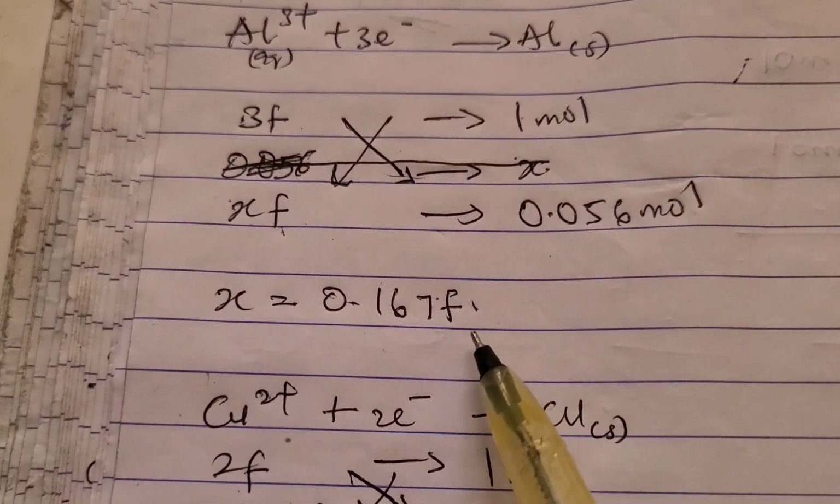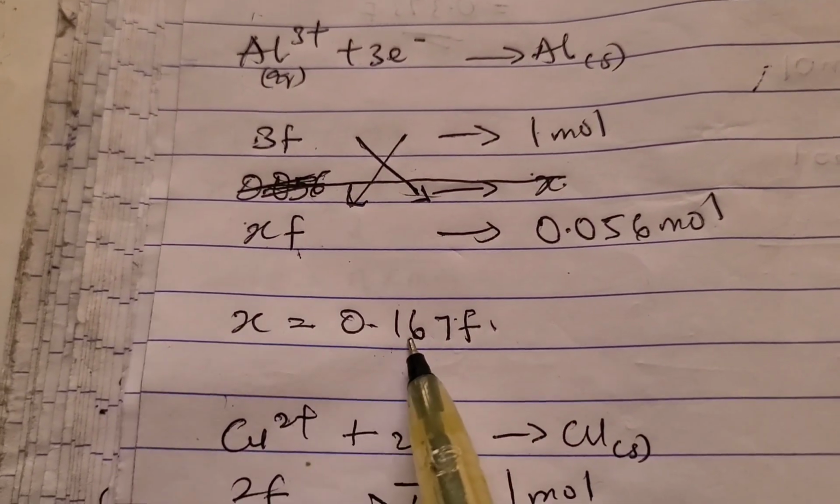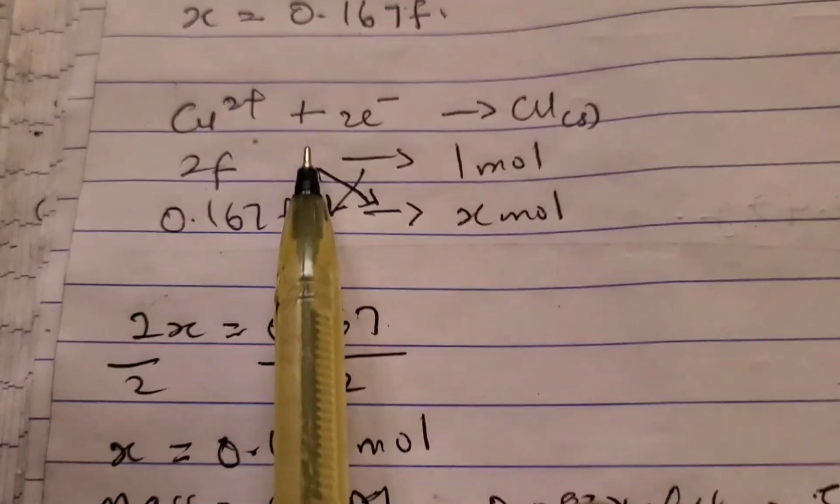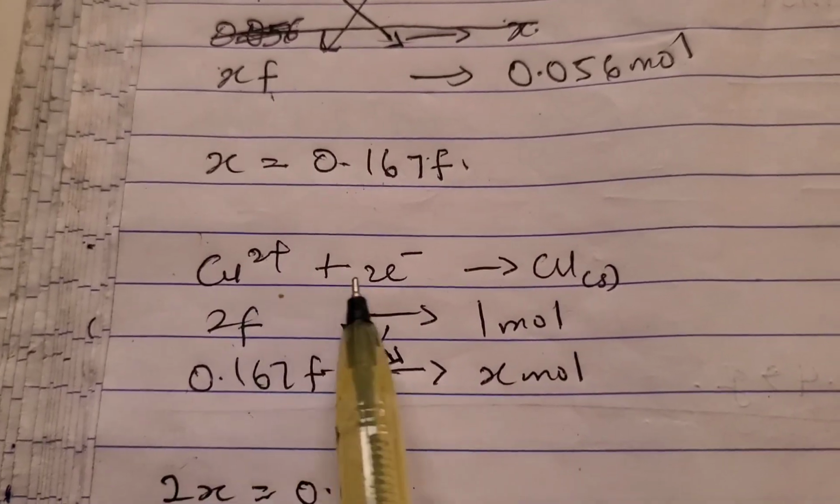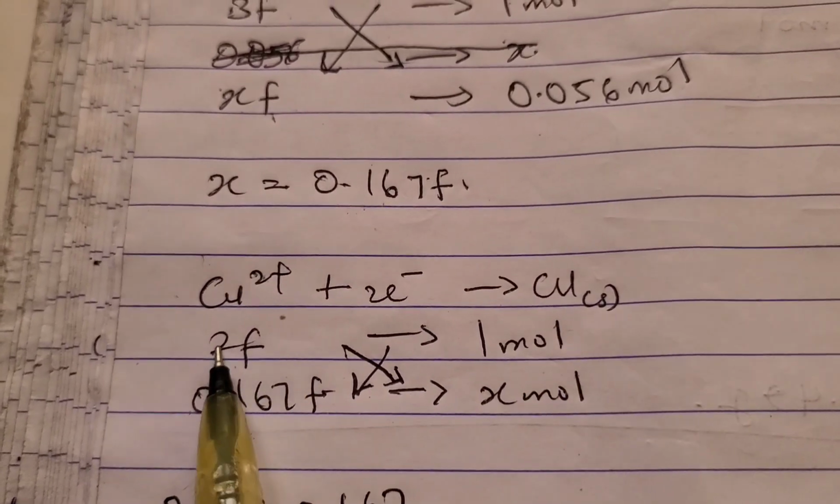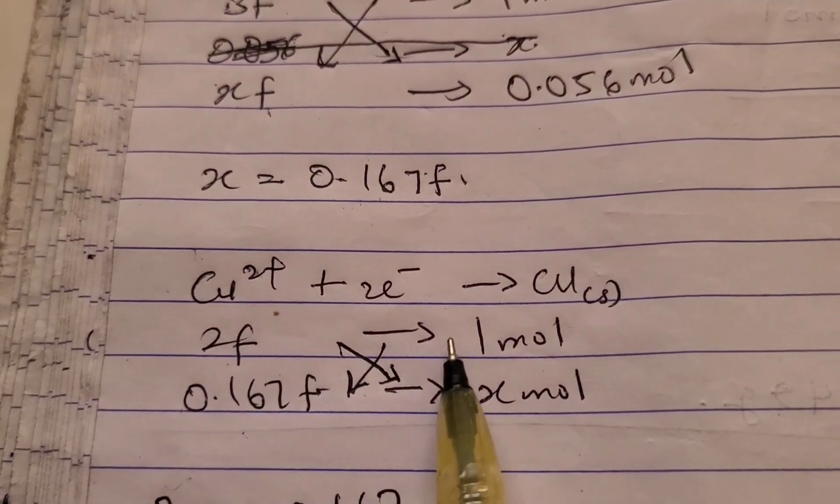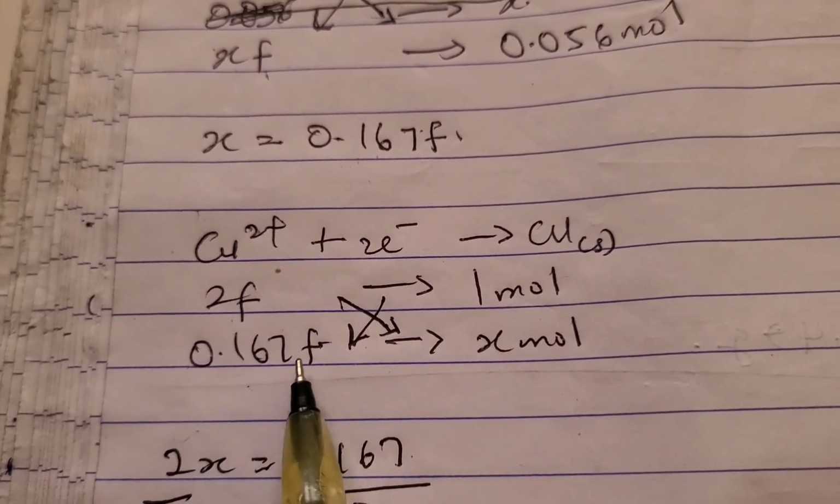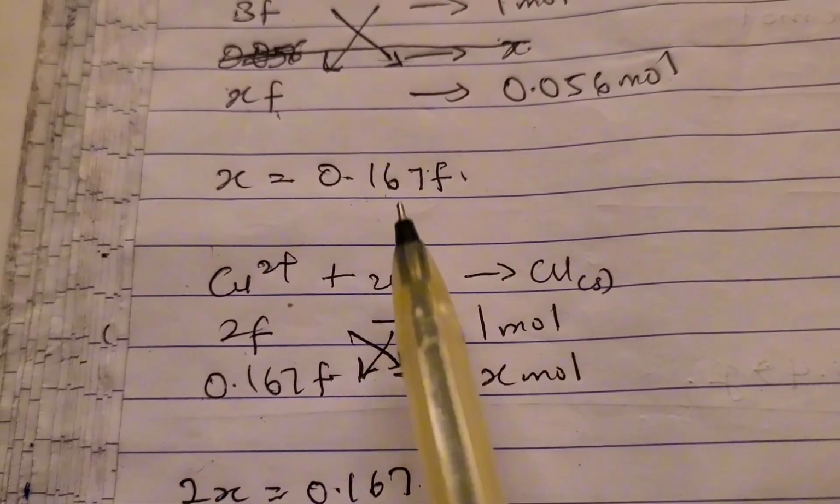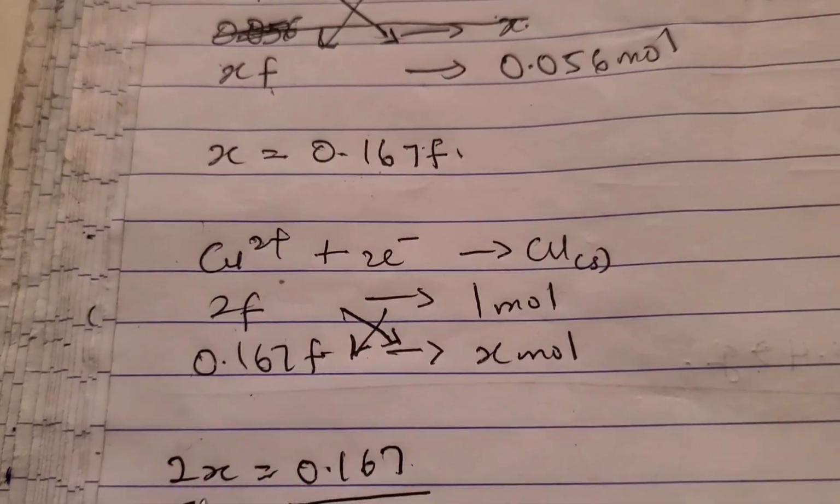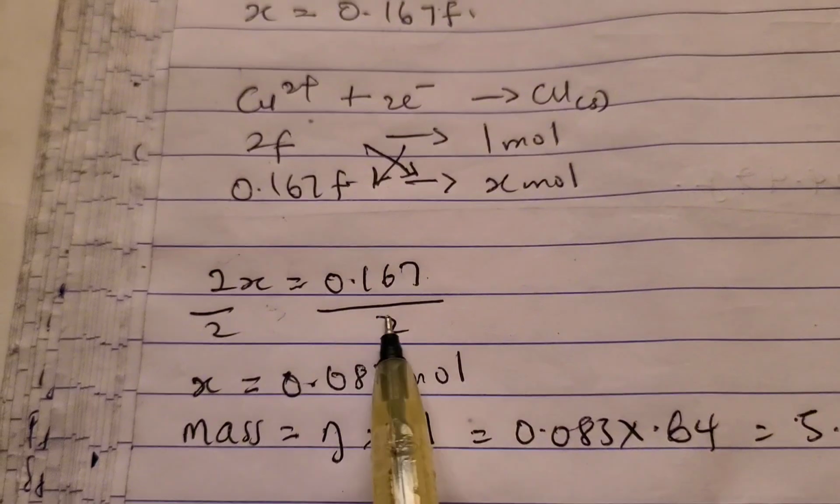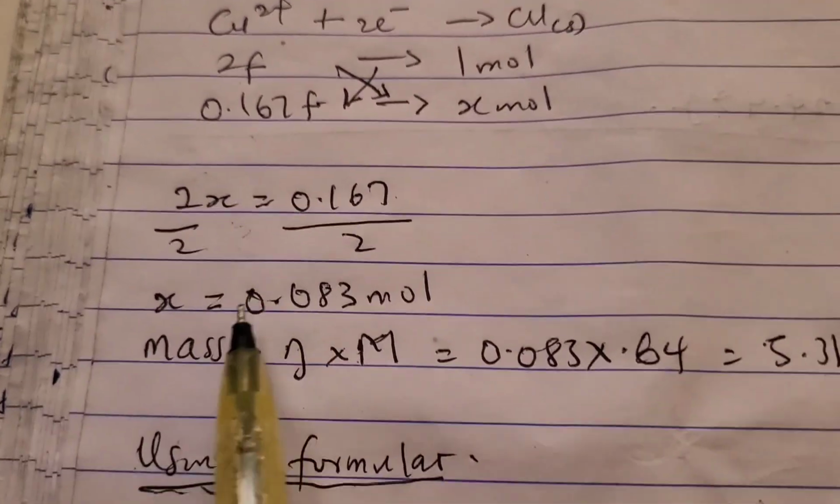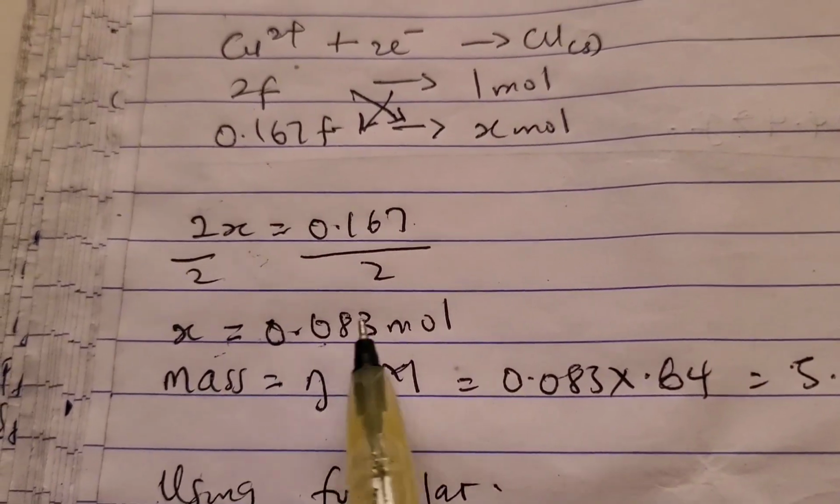Now the question says how much will this same current deposit for copper. Then you come to copper, you write copper is Cu 2 plus, then you say 2 Faraday gives 1 mole, and 0.167 Faraday will deposit X mole. After cross multiplication, you get X to be 0.08 mole.